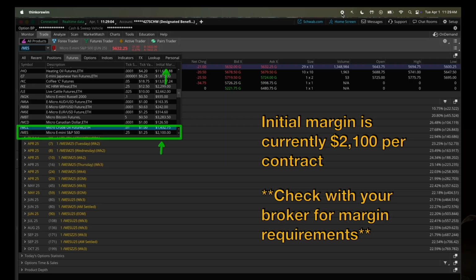Several brokerages offer MES trading. Some of the more popular ones include Charles Schwab, NinjaTrader, and tastytrade. When selecting a broker, consider factors like platform usability, commissions and fees, margin requirements, available tools, and educational resources. It's worth comparing offerings before making your decisions. I personally use tastytrade as well as Charles Schwab because I like the Thinkorswim trading platform.